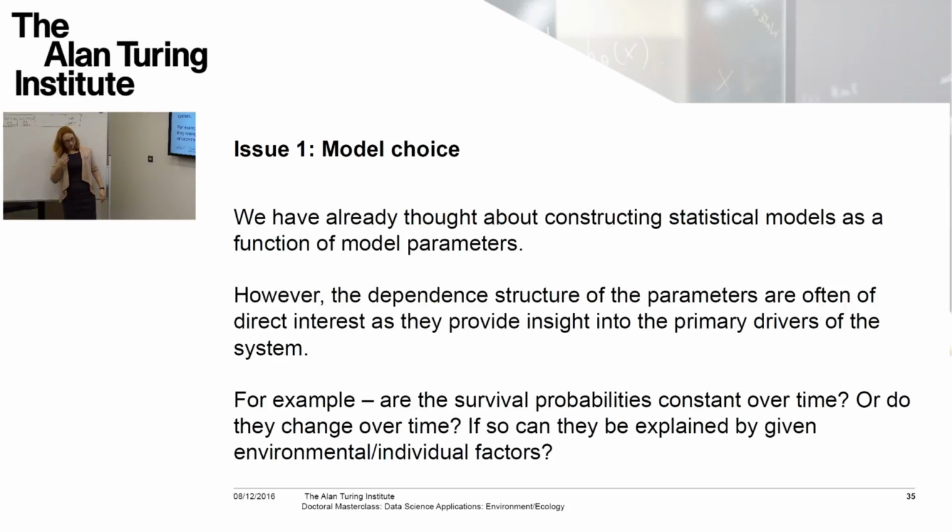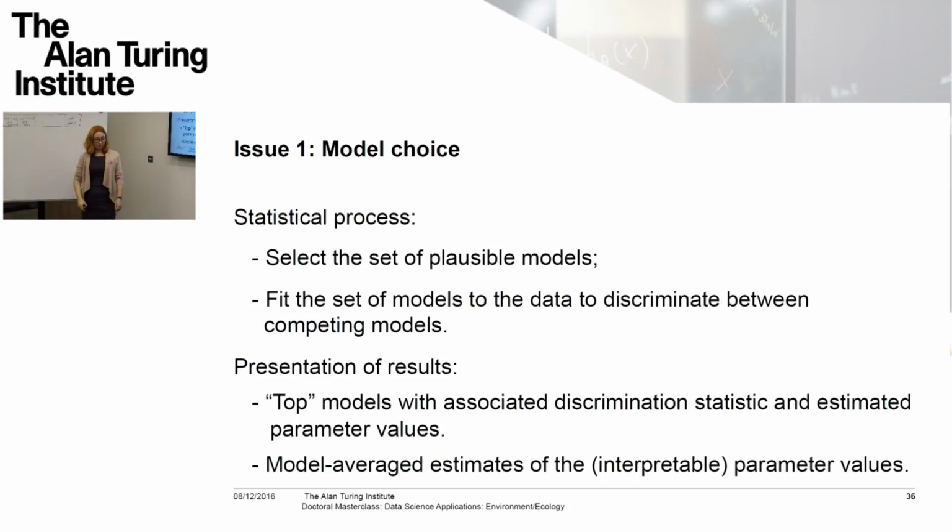So, model choice. Let's go back to our ring recovery example. Are the survival probabilities time dependent or not? Or are they a function of the harshness of the winter? Most deaths for birds happen in winter. We want to be able to discriminate between those. So what do we typically do? Well, first of all, we define our set of plausible models. What model dependencies do we believe might be present? We can list them down. Then each of those parameter dependencies is a statistical model. We can fit the model to the data and estimate the parameters. So given a model, we can estimate the parameters.